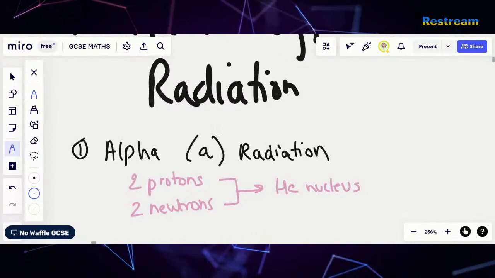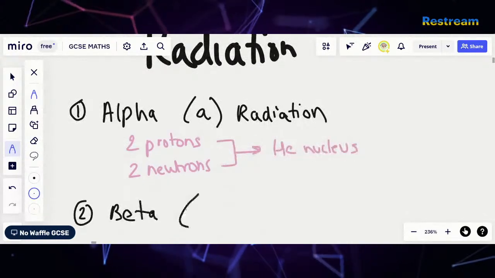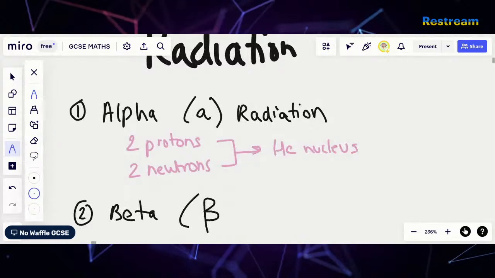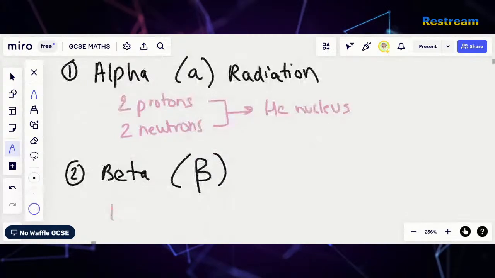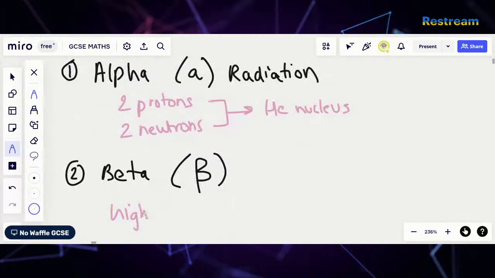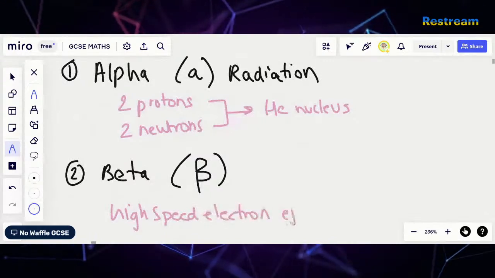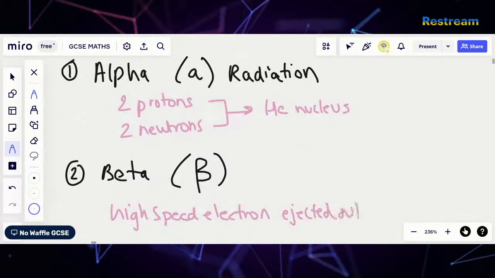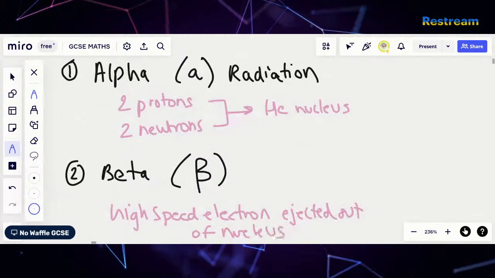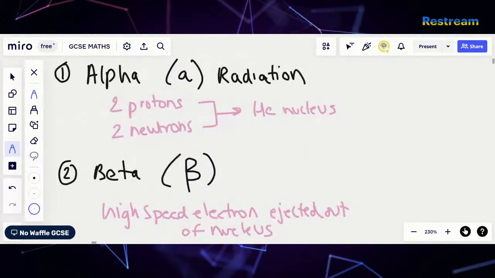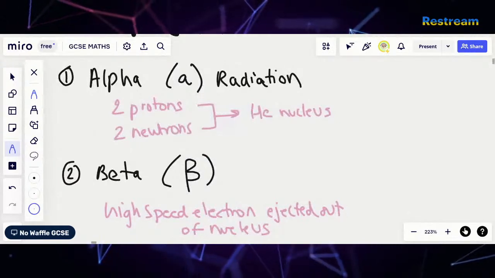The second type of radiation is called beta radiation. It's represented by a beta symbol that looks a bit like that. Now, beta radiation is a very high-speed electron that is ejected out of the nucleus. So alpha is basically a helium nucleus. Beta is basically an electron.